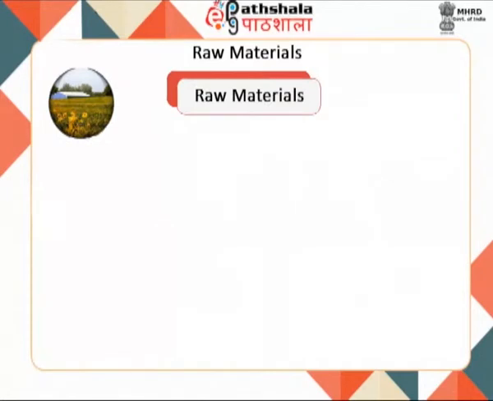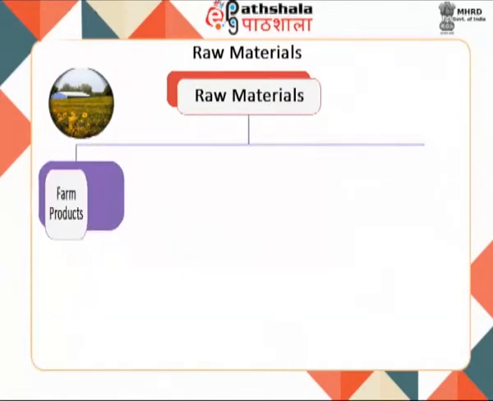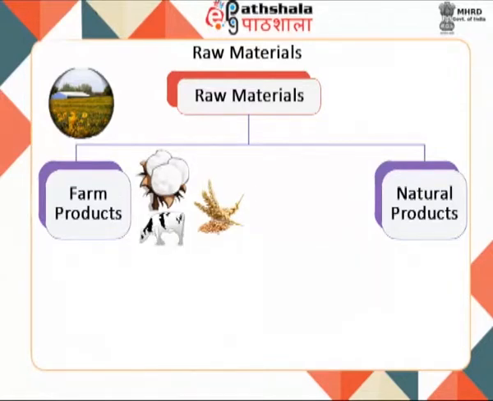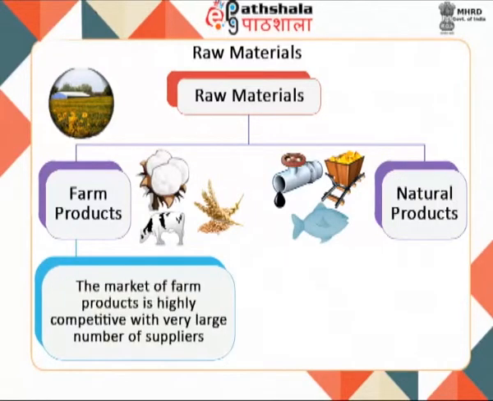Raw materials. The raw materials are both the farm and the natural products. The farm products are cotton, wheat, cereals, oils, fruits, vegetables, livestock, etc., while the natural products are crude petroleum, ores, mines and minerals, fisheries, etc. The market of farm products is highly competitive with very large number of suppliers who provide similar goods at a very low margin, and the differentiation is possible in terms of grading, assembly, storage, transportation, and selling services.